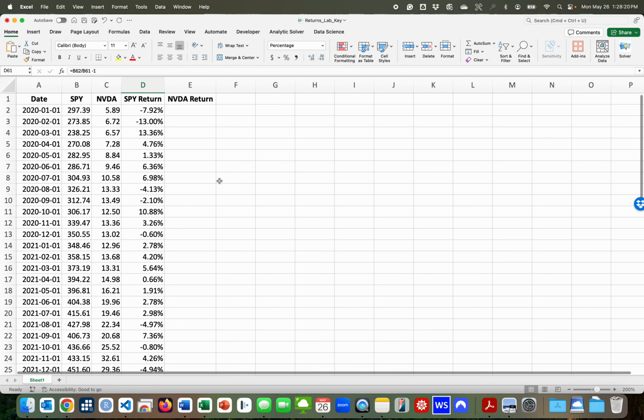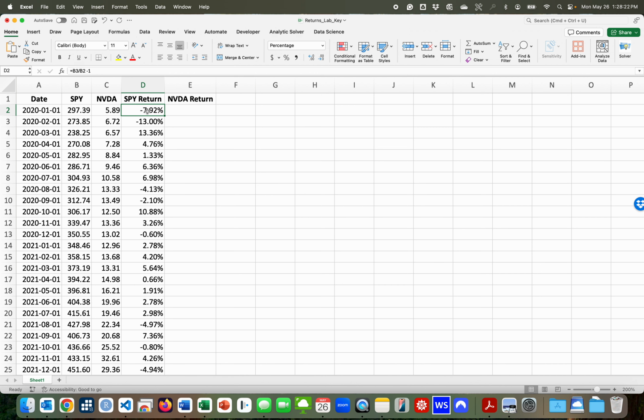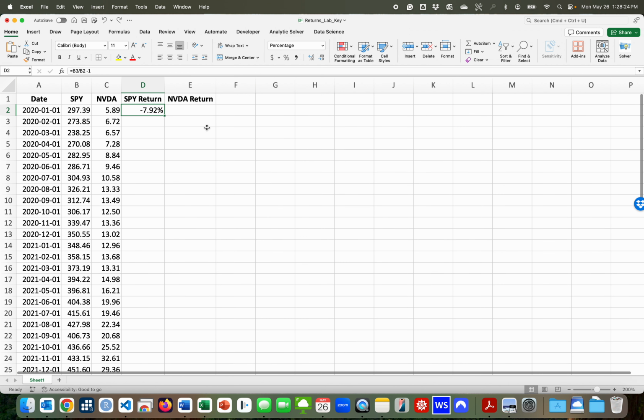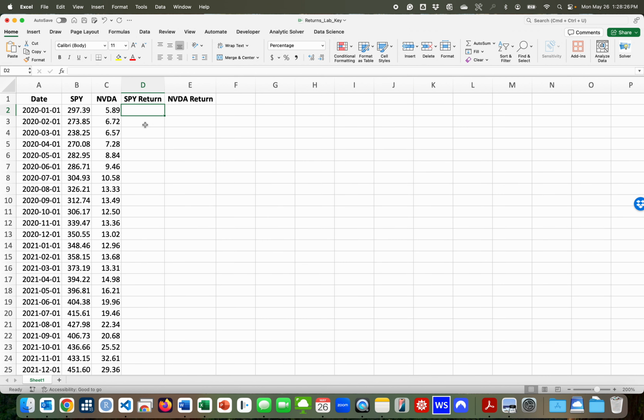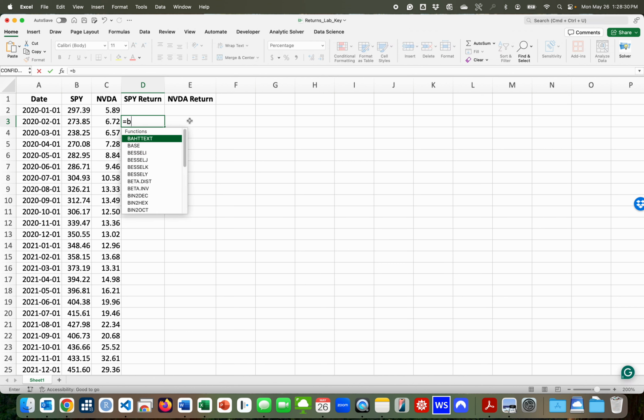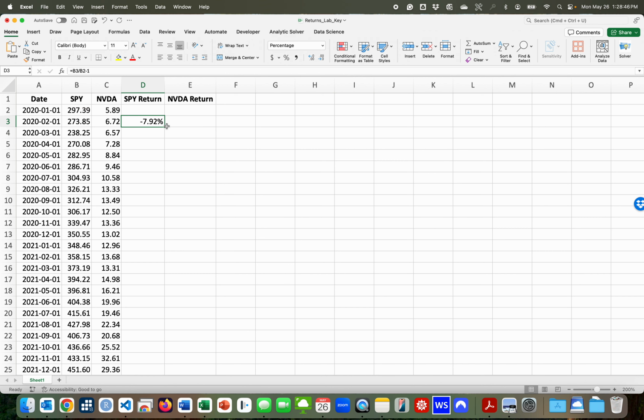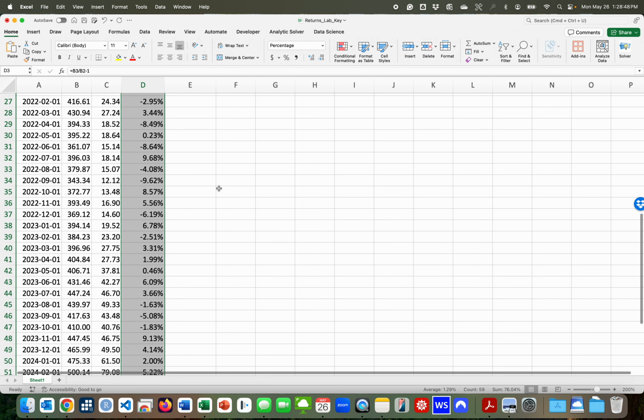So don't do that. You always want to start right here, one cell down, B3 divided by B2 minus 1. And if you keep it in your mind, it's current divided by previous. Well, you don't have a previous if you start in row 2. So make sure you start in row 3 so that you have something beside it and something above it. All right, so that's one mistake people make. So this is what it should look like.